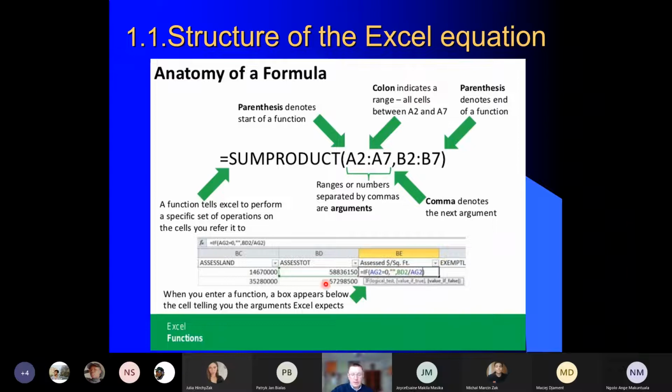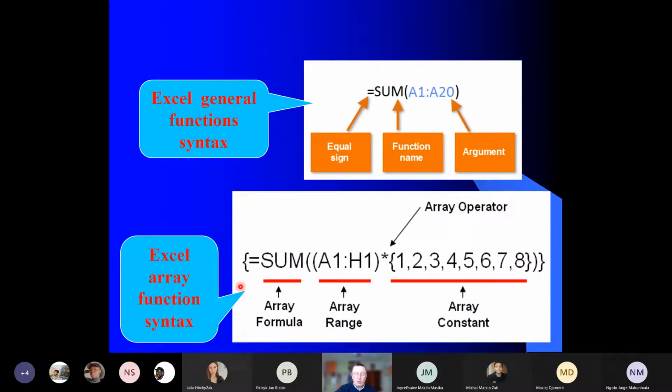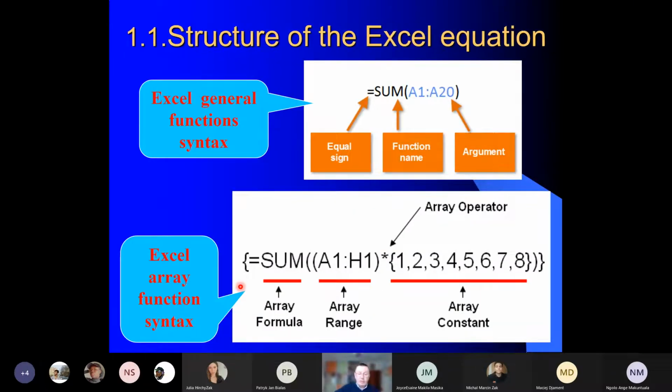And here we have another example with more arguments in a logical function, and so on. And how can we manage the spreadsheet application when we are entering an equation? One more type of calculation in Excel is the usage of a so-called array function.